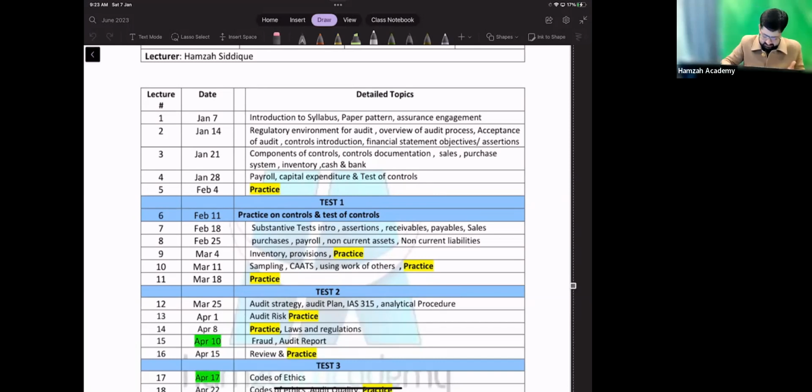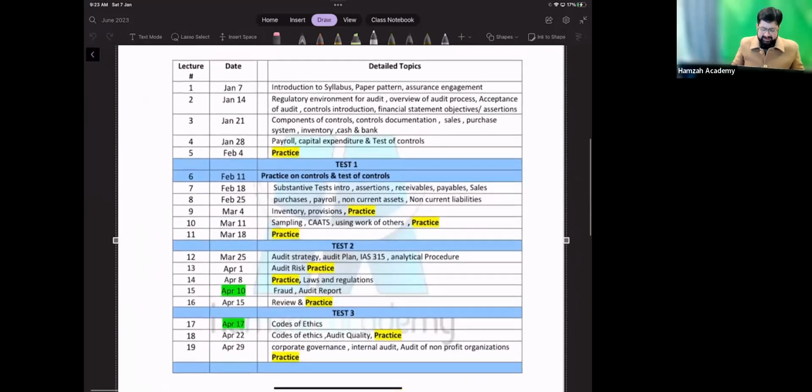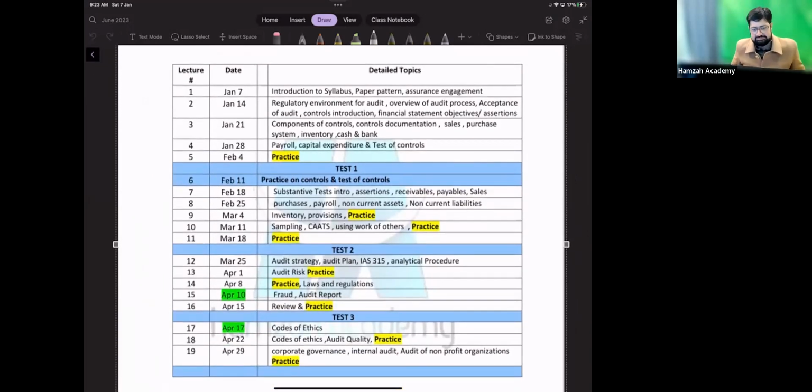Okay, the syllabus as well as the course plan. Here is the 19 lectures plan in front of you. Today we will be talking about paper pattern and assurance engagement, which is the first topic of your syllabus. A good conceptual topic, and easy as well. Then, next class, we will be starting with the regulatory environment, audit process, and so on.